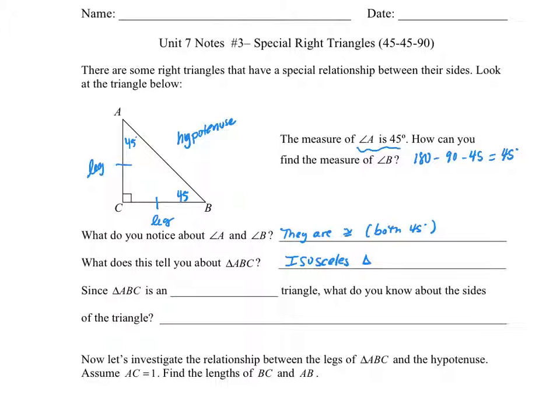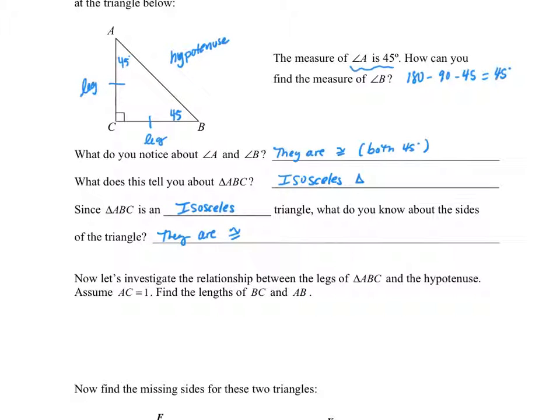Since triangle ABC is an isosceles triangle, what do you know about the sides of the triangle? We can say they are congruent for sure. Okay, next we're going to investigate the relationship between the lengths of the legs of the triangle and the hypotenuse.